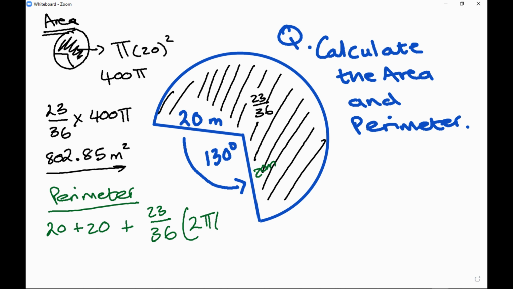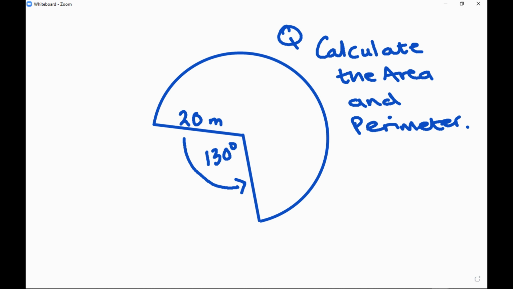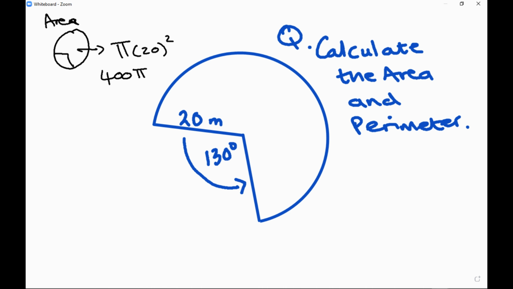Alright, let's go through it one more time. Have a look here. Where did that all start? Started like this, right? Calculate area and perimeter. What was the first thing I did? I said, okay, let's calculate the area. The area is based on the entire circle. The circle is pi r squared. So I work out the whole circle area. That came to 400 pi for the whole circle. I needed to find the fraction, that fraction over there.